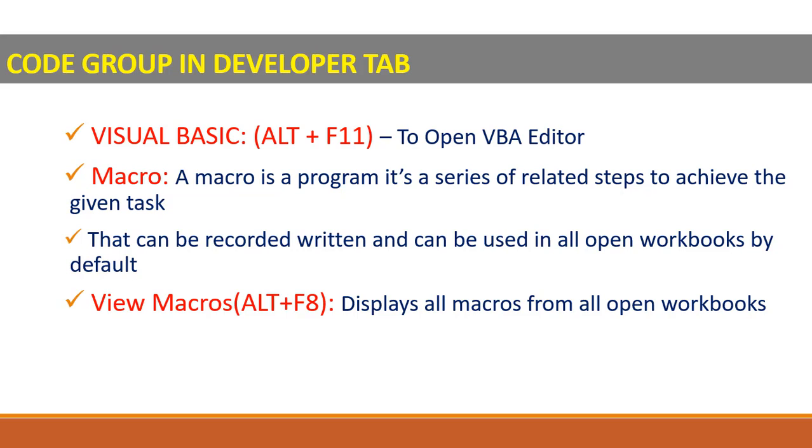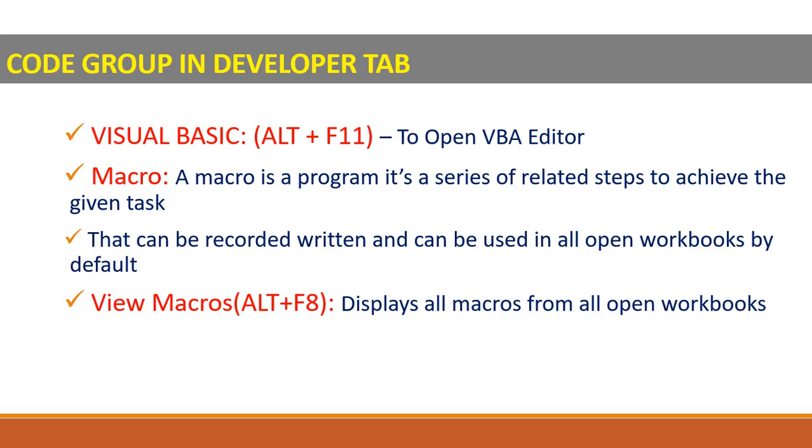And all the recorded macros, if you wanted to see, then you go for an option called macros, which is View Macros. By using Alt plus F8, you can see the list of all recorded and created macros from all open workbooks. Now we'll see these few options in the Developer tab.